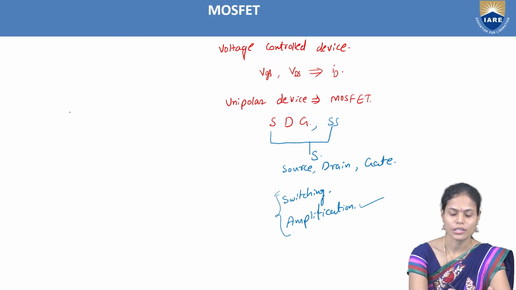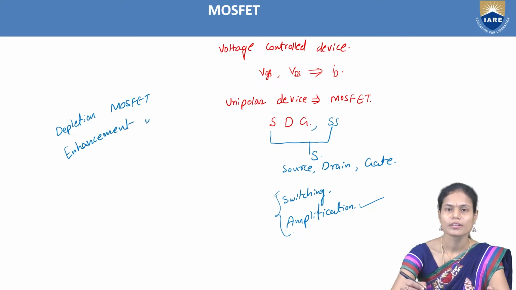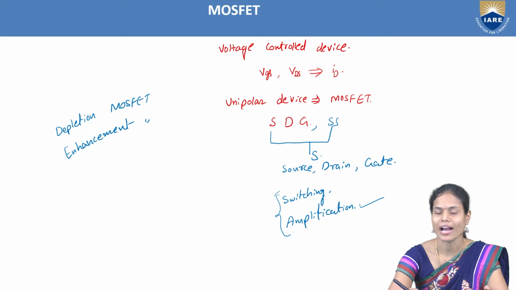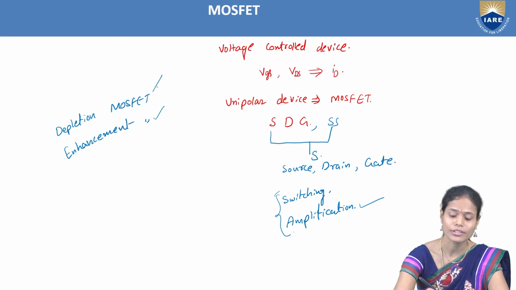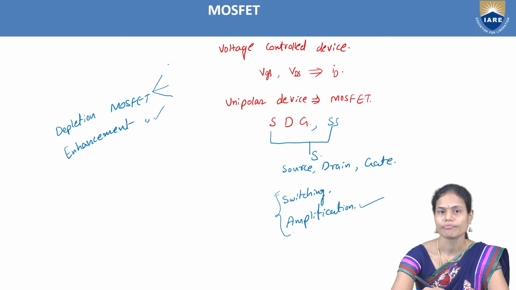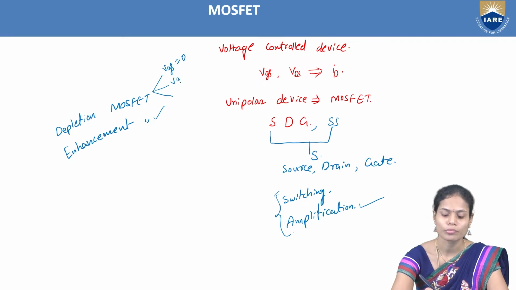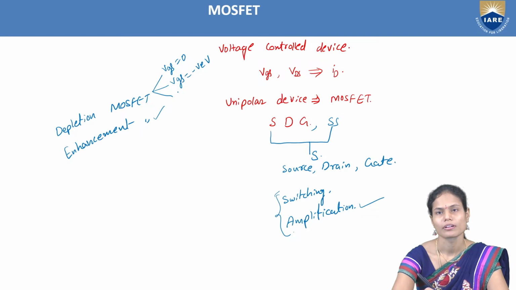These MOSFETs are available in two categories: depletion MOSFET as well as enhancement MOSFET. In the depletion type of MOSFET, a channel physically exists between the source and drain terminals. In the case of the enhancement MOSFET, there is no physical channel present between the source and drain terminals. That is the basic difference between depletion type and enhancement type MOSFETs. Also, the depletion type MOSFET will work for all types of gate to source voltages. That is, when you provide VGS equal to 0, it will provide drain current, and if you provide negative voltages, it will also provide current.